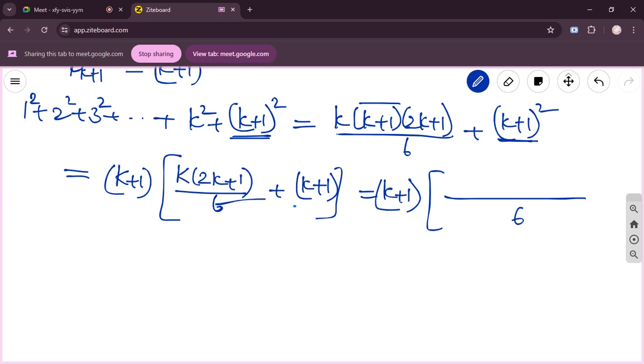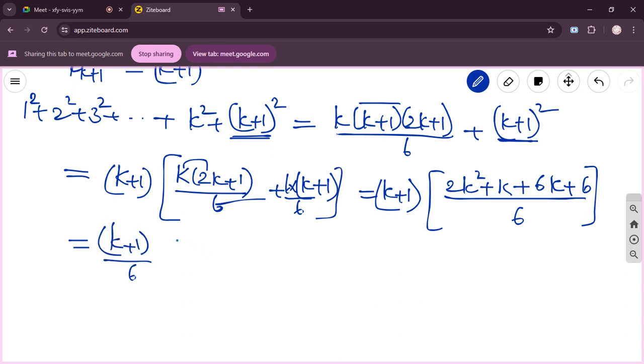K plus 1 is a factor outside, and 6 is the LCM. For the second term, we multiply and divide with 6. So k into 2k is 2k square, plus k into 1 is k, plus 6 into k is 6k, plus 6 into 1 is 6. It is equal to k plus 1 over 6 outside, and simplify the bracket terms. 2k square, k plus 6k is 7k, plus 6. The second factor is in quadratic form. We can split it as linear factors.